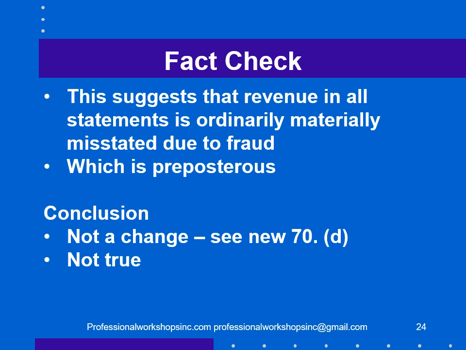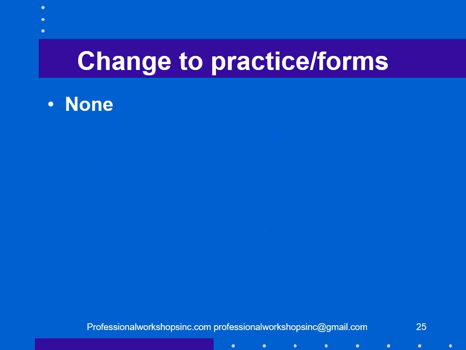But it's not a change, because if you look at new 70D, which is the same as the old requirement, it says you can, if you have dismissed that presumption, you have to document why, which would be simply my analytical procedures didn't lead me to believe that there was material misstatement in revenue due to fraud. So it's not true. Changes to practice or forms, none. Just be careful that you don't start doing that in every audit and then adding 3 or 4 days worth of work to determine that there is no fraud in revenue recognition.